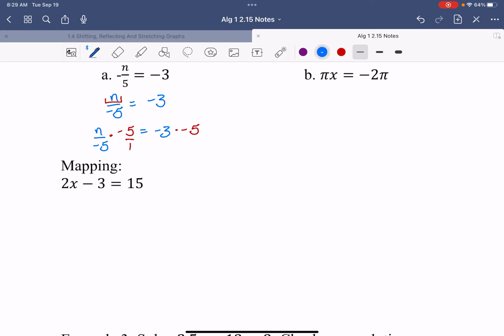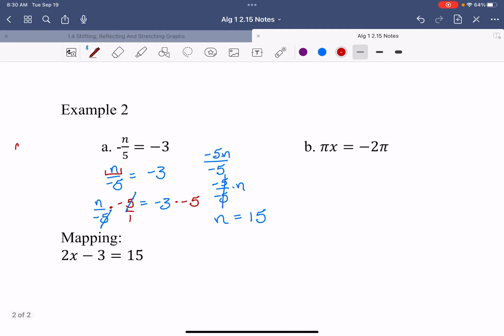I would get negative 5n over negative 5. Okay, or negative 5 over negative 5 times n. Negative 5 divided by negative 5 is 1. So when I divide these, I get 1. So I have one single n. So there is my one single n. Again, if we just have one of them, we don't put anything in front of it. Equals, and then now on this side, this is a multiply. Negative 3 times negative 5 is positive 15.